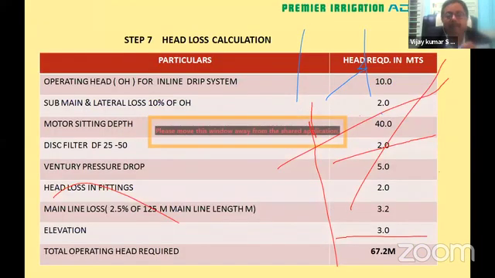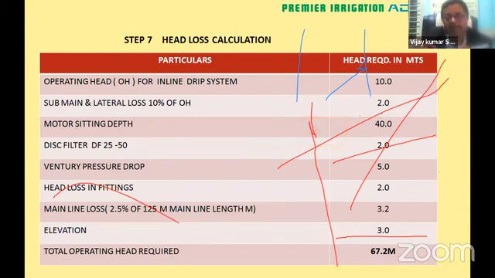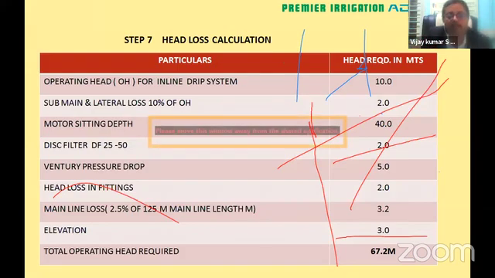After that, we will go for the head loss calculation. Head loss calculation typically remains the same. You will find I have not changed anything. 10 meters is the pressure required for the inline drip irrigation system. Submain or lateral will require 10% loss. Motor will be sitting at a depth of 40 meters. The disc filter has 2 to 3 meters head loss. Venturi will have a pressure drop of 5 meters. Head loss in the fittings is 2 meters, standard for a small plot. And mainline loss, I have to take 2.5% of 125 meters.